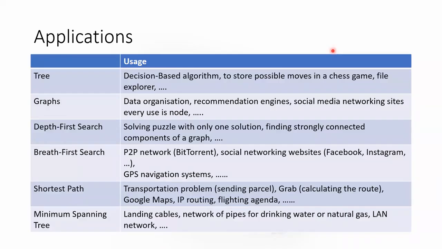So this is an example where you draw out the spanning tree with Prim's algorithm. Okay, so lastly, you have learned about all these things: tree, graph, depth first search, traversals, shortest path, and minimum spanning tree. So what are they used for in real world applications? For tree, decision-based algorithms, and storing possible moves in a chess game.